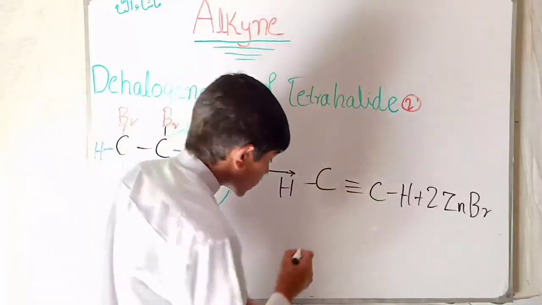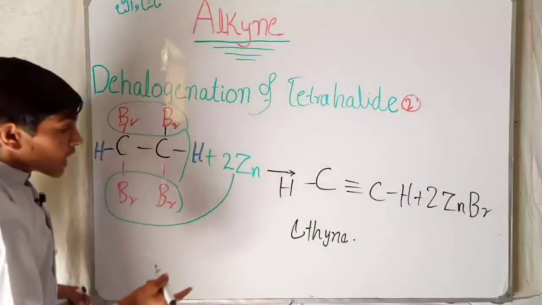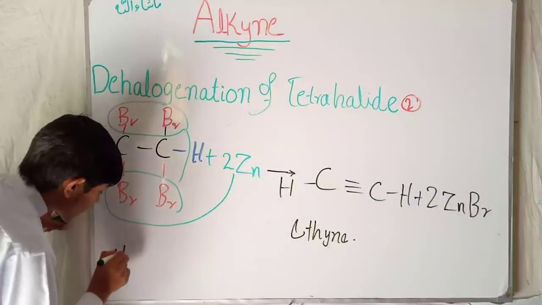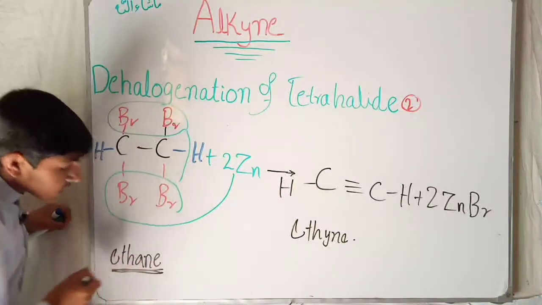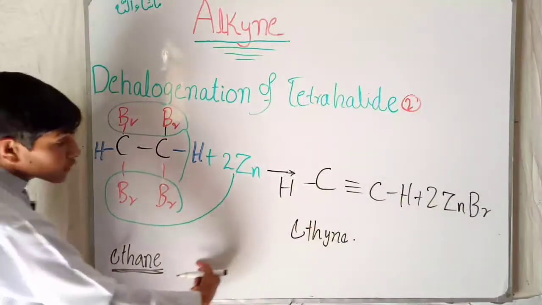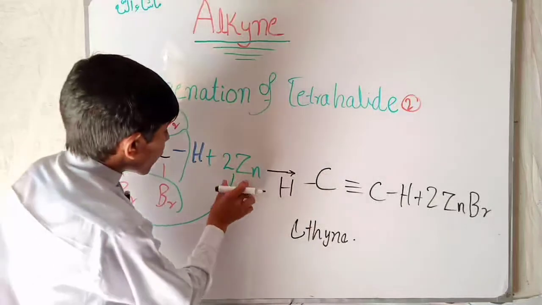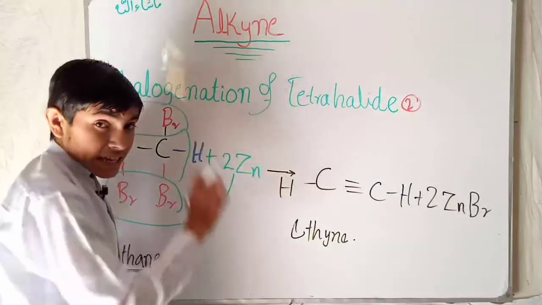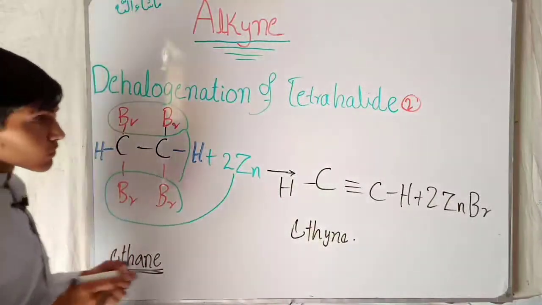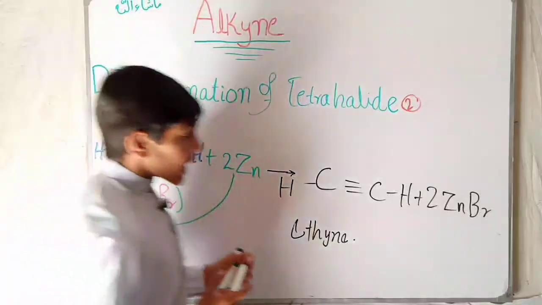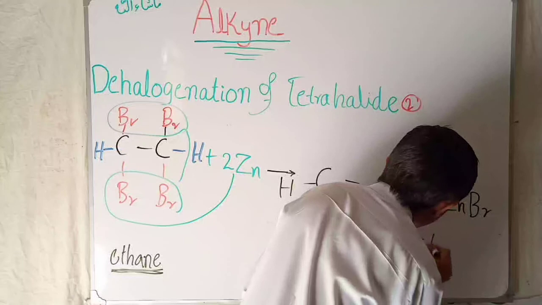This is now called ethyne, and this was tetrabromoethane, but I simply call it ethane. So the ethane is converted into ethyne by the dehalogenation of the tetrahalide through the reaction with zinc, a very reactive element. It gives us the alkyne, and the by-product is zinc bromide.